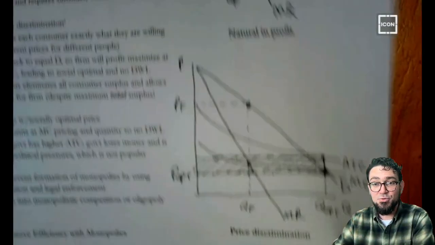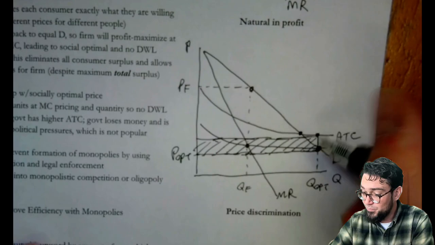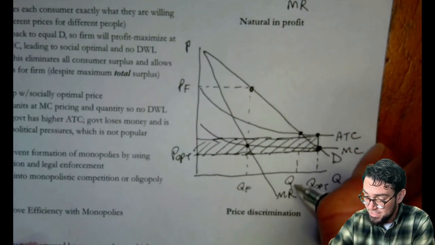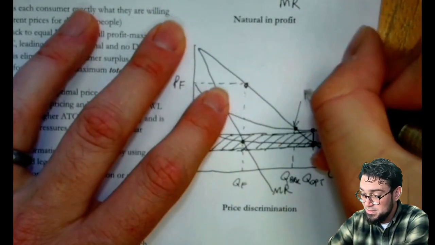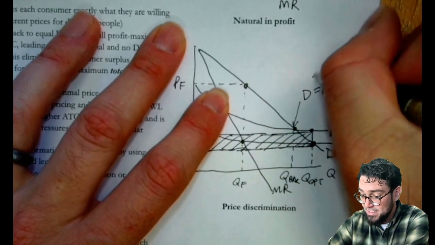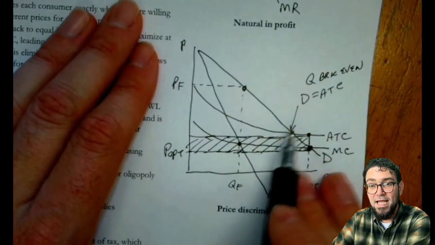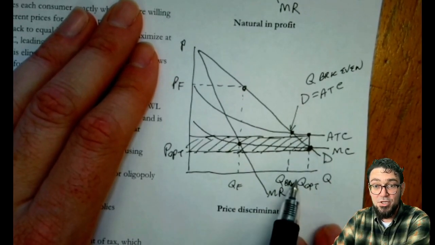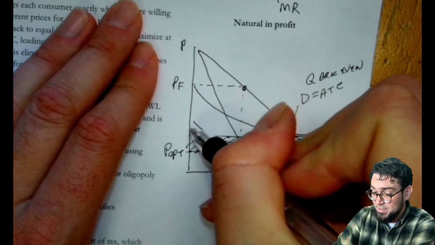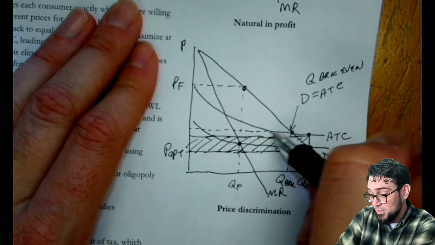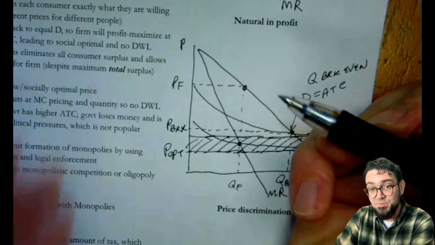But with the natural monopoly, that represents a bit of a midpoint, right? A little bit closer to that Q opt. So this would be Q break even. And I'm going to identify it here. Demand equals ATC. That's the quantity where they break even. And that happens at a lower quantity than Q opt. So you would still have a little bit of deadweight loss in there, but you wouldn't have any economic losses. So this firm wouldn't eventually shut down or anything like that. They would just be breaking even.